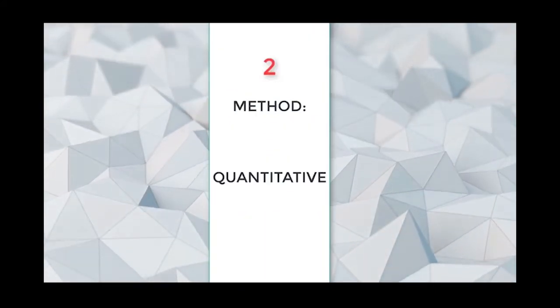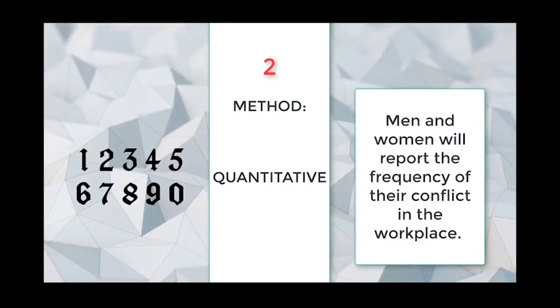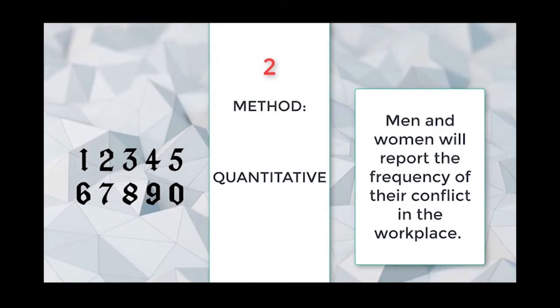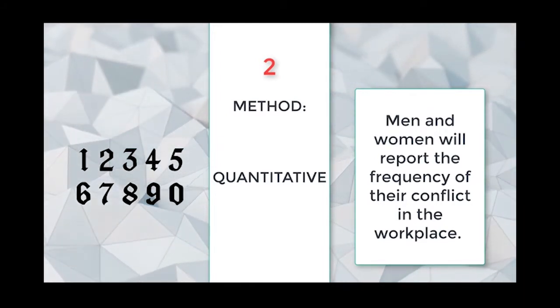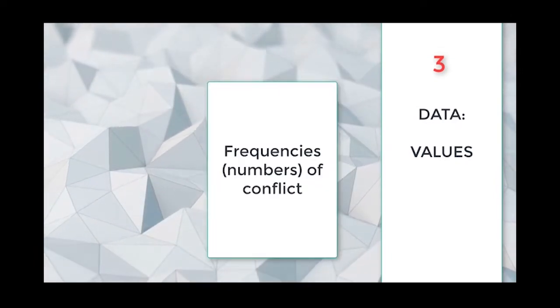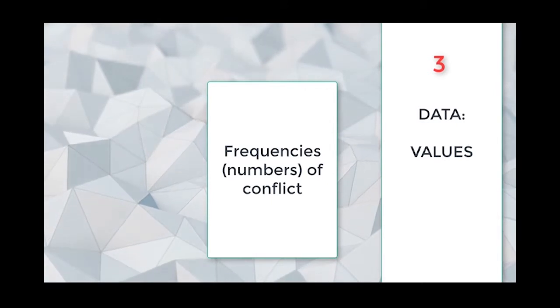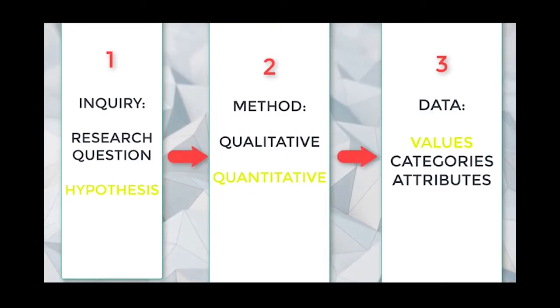If you elect to use a quantitative data collection method, then you will have data that is comprised of numbers or values. This is suitable given the hypothesis that you originally stated. Finally, this quantitative method would result in data that is comprised of numbers, such as the number of times conflicts occur in a given week. As you can see, the researcher's decisions shape the outcomes of the data.